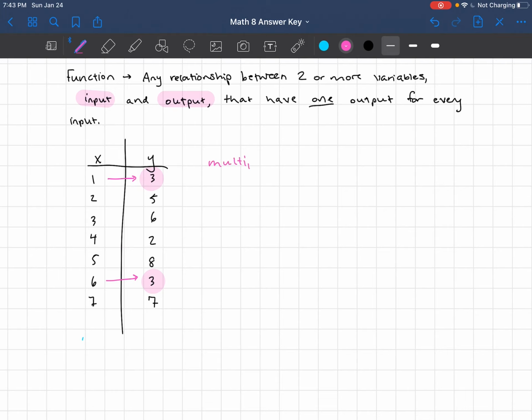But multiple inputs can have the same output, as long as that output is singular.